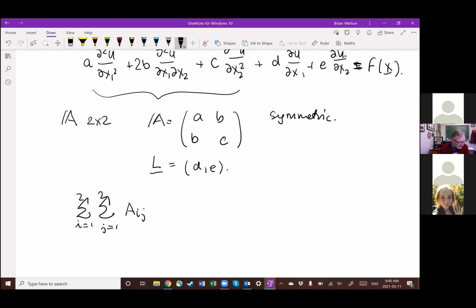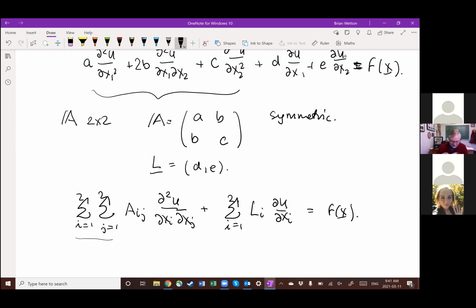I've got the Aij, and then I've got the d2u dxi dxj. And I'm going to have the sum of i equals 1 to 2 of Li du dxi. And this is all equal to f of x. So you can think about that for a minute. If you've seen this game before, then you go, oh, that's, of course, right? And if you haven't, then maybe you have to do a little bit of thinking to see that those two forms are equivalent.